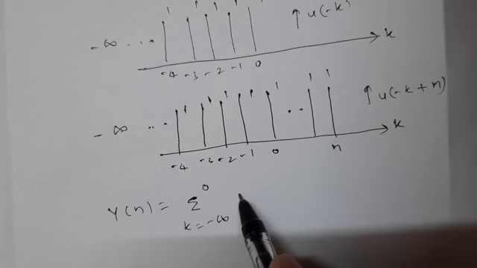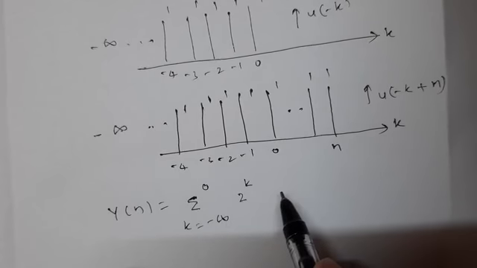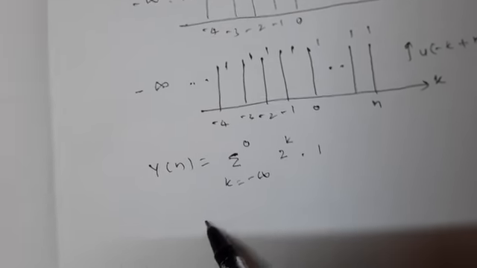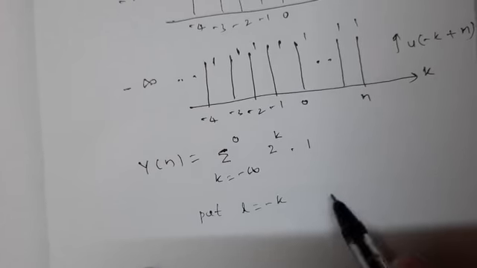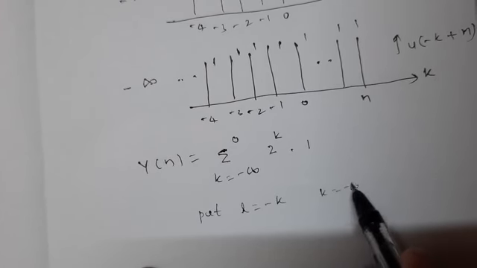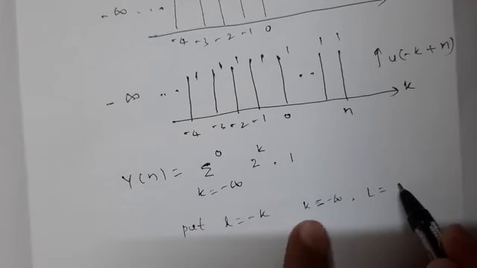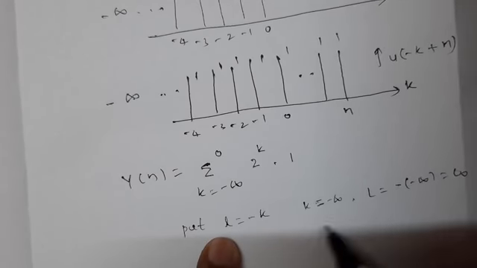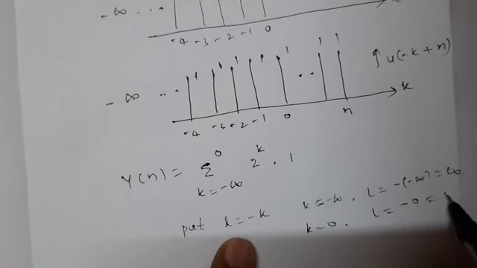Similarly, the same thing, 2 to the power k into 1. Here you want 0 to infinity. Simply replace, put L equal to minus k. For k equal to minus infinity, L becomes minus of minus infinity, that is plus infinity. For k equal to 0, L equals minus 0, or 0.